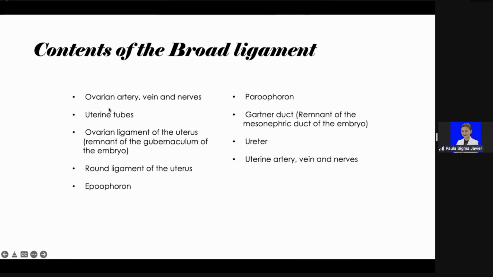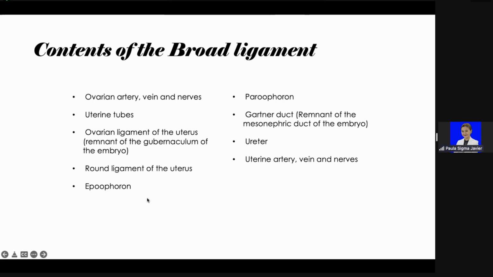We have your ovarian artery, vein and nerves, the uterine tubes or fallopian tubes or oviducts, and the ovarian ligament. I'd prefer it if you just stated that it is the ovarian ligament, round ligament of the ovary, or ligament of the ovary. Please don't include "of the uterus". It is quite confusing. This is a remnant of the gubernaculum of the embryo, or the ovarian gubernaculum, just like the round ligament of the uterus. This is also a remnant of the gubernaculum.